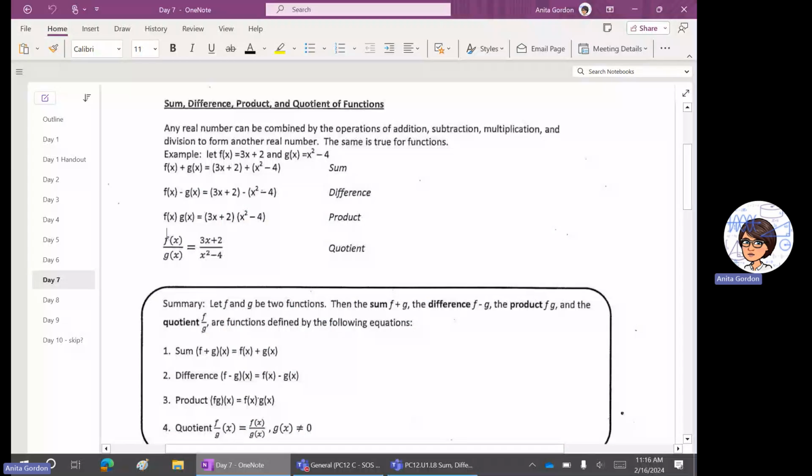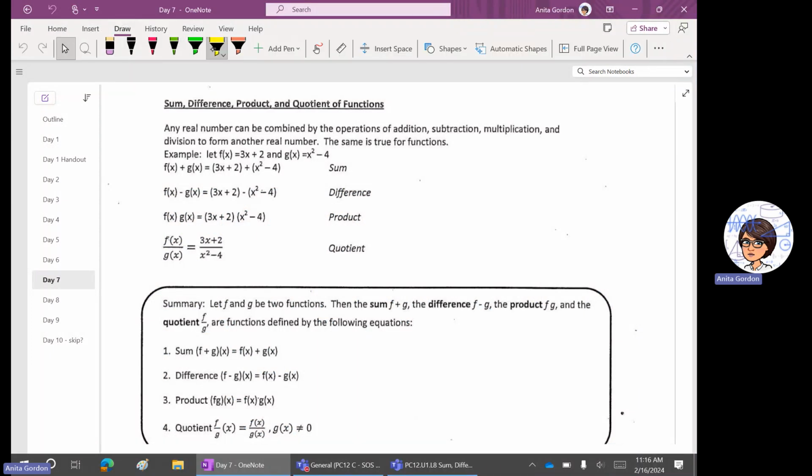In our first unit, or day 8 in our first unit, we are looking at the sum, difference, product, and quotient of functions. So we're taking two functions and putting them together by adding, subtracting, multiplying, or dividing. Any real number can be combined with these operations, and the same is true for functions.